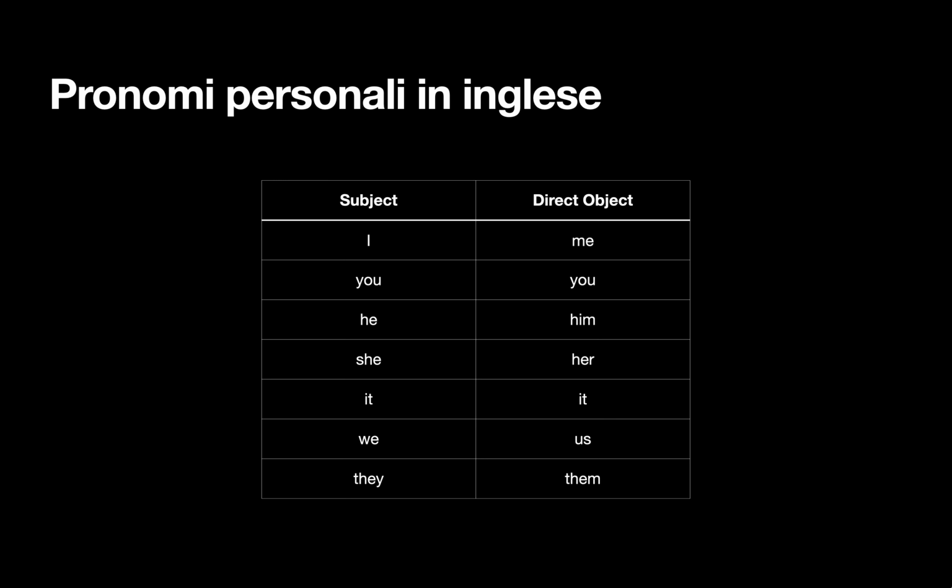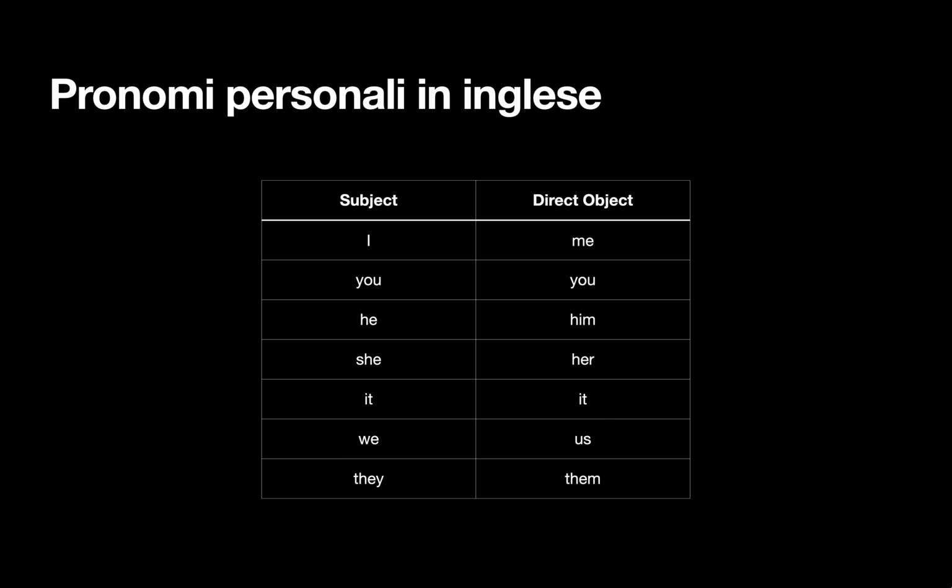You can see we have two columns here, one for the subject pronoun and one for the direct object. The subject column is the pronoun that you use when that person is the subject, and the direct object column contains the changed pronoun when that same person is now the direct object of the sentence instead. So, for example, the first person subject pronoun is I, and the direct object is me.